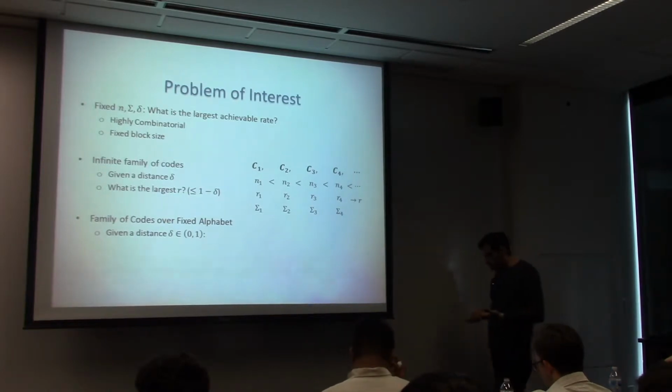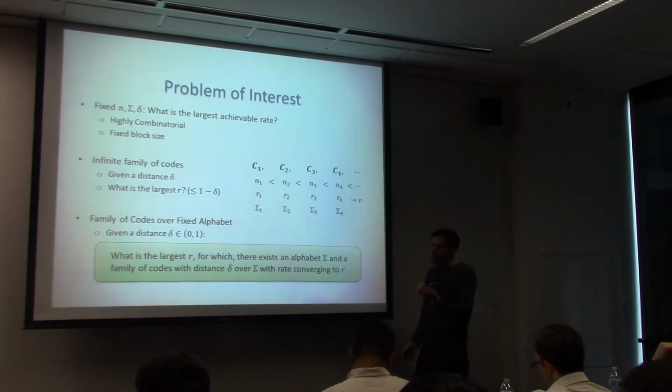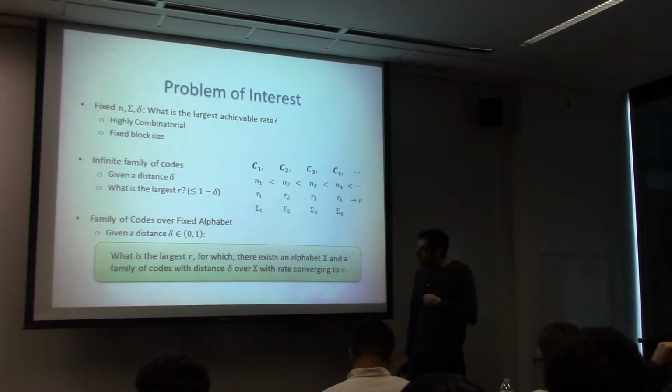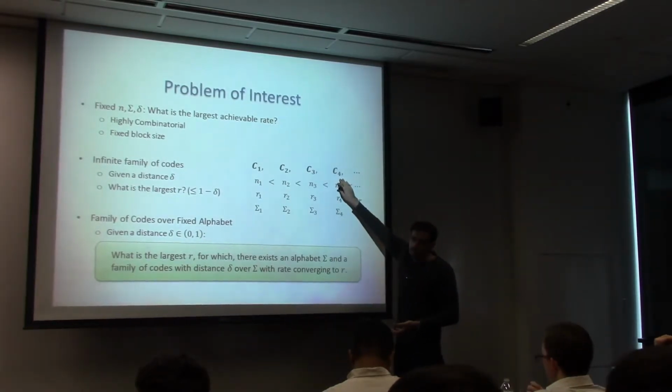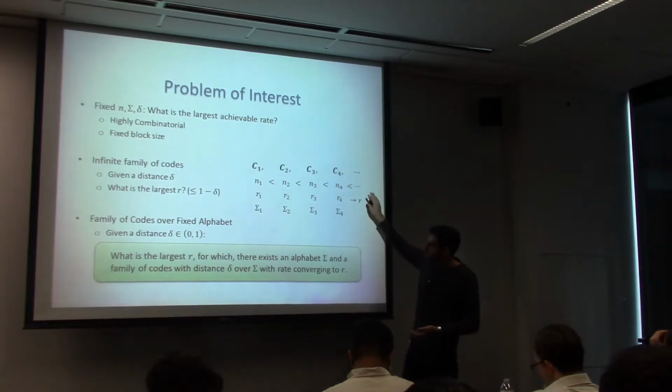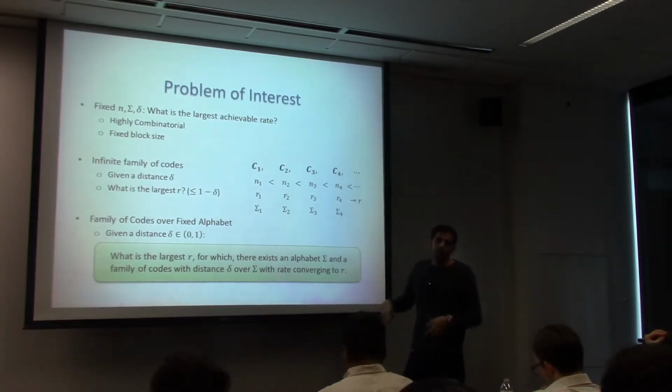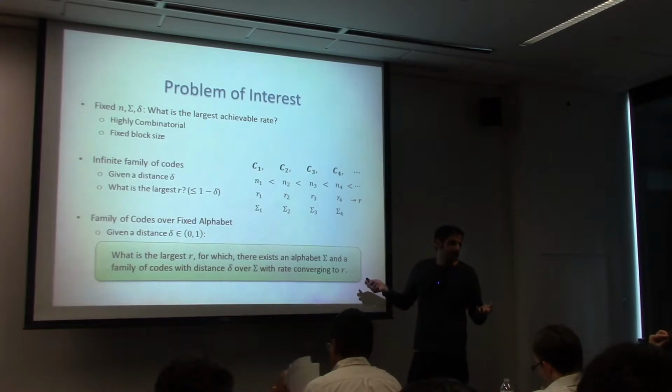In other words, the question that we are dealing with would be like, if you give me a delta, can I point out a specific alphabet and give you a family of codes whose rate converges to some r? And what is the possible r that it can do so?